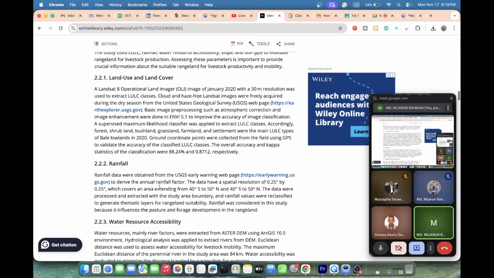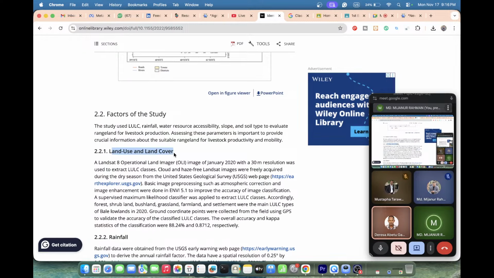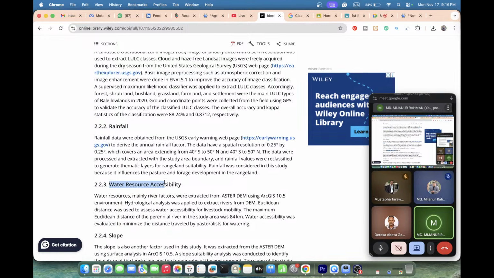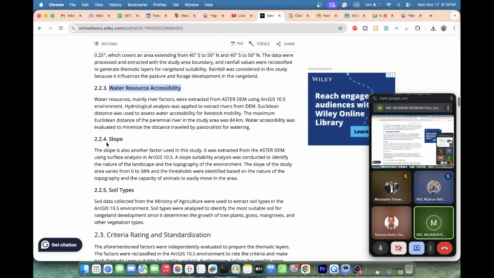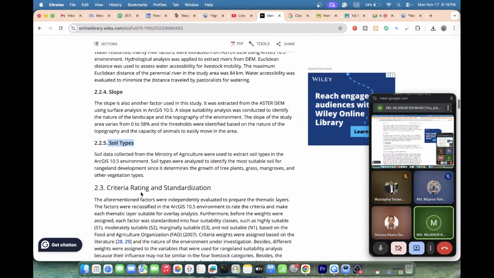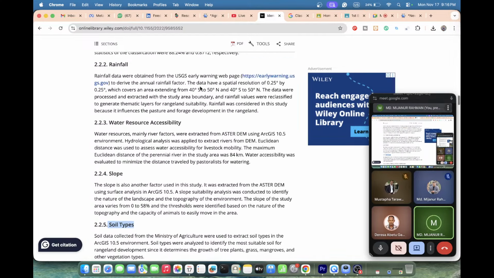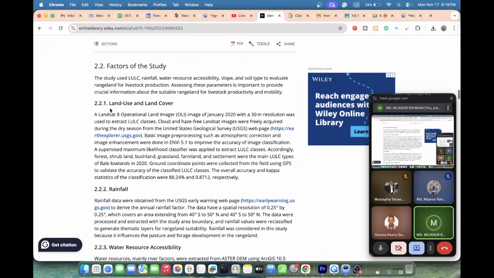So in this case, if you check which types of factors we used in this paper, we used land use land cover, which is one kind of factor. Then rainfall, okay, this is another factor. Then water resource accessibility we also use. Then slope, soil types, and also criteria ratio and standardization. Basically these factors: soil types, slope, water resource accessibility, rainfall, and land use land cover. We evaluate these factors to identify the livestock production area.